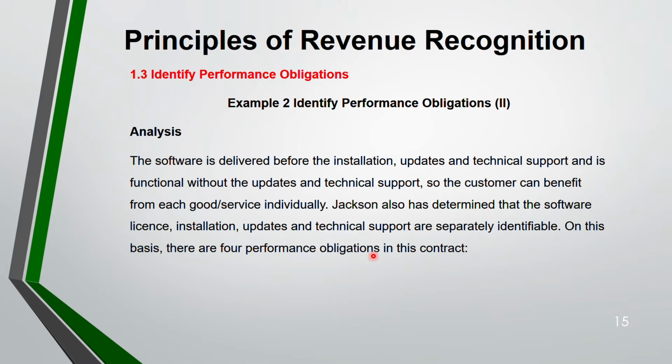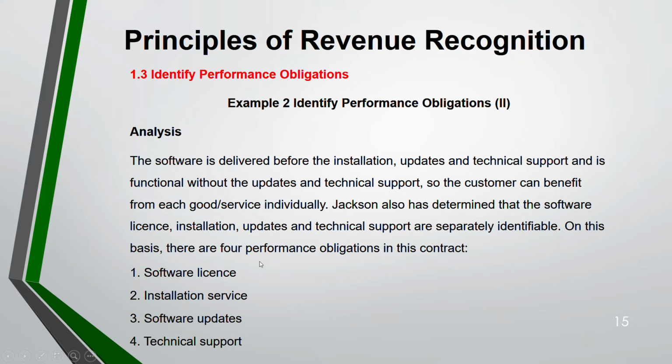In your exam, always check this: how many performance obligations are there. Sometimes if you are lucky, they will give you one. I'm saying lucky because it's easier to work with one. And often students, if it's given more than one, find it difficult to identify whether you can combine them or they're separate. That's why I said, if you're lucky. So in this case, it's 4. What are the 4? License, installation, update, and technical support.